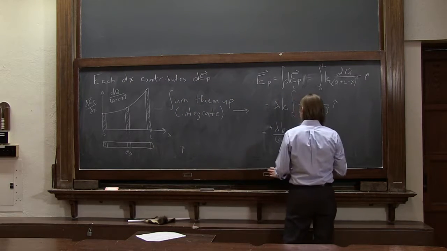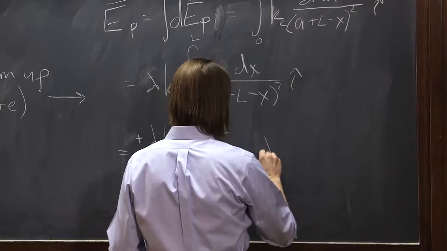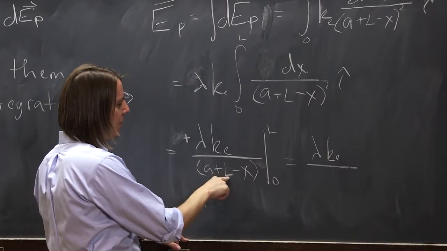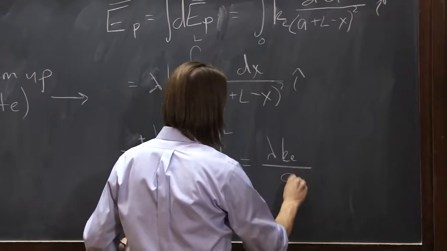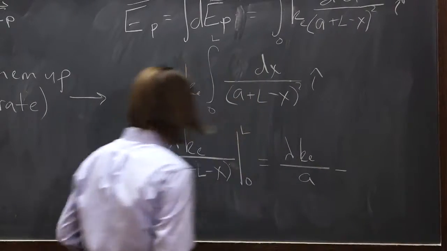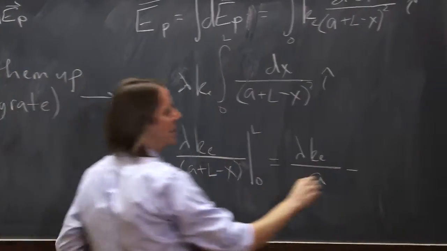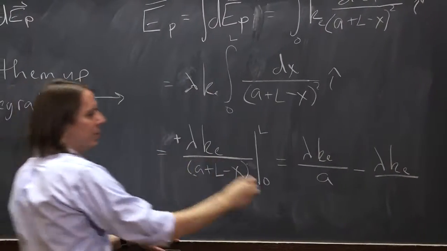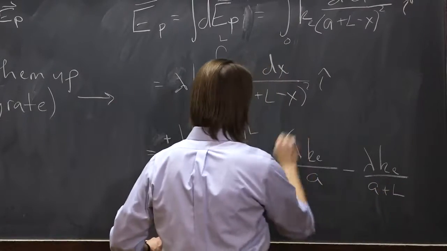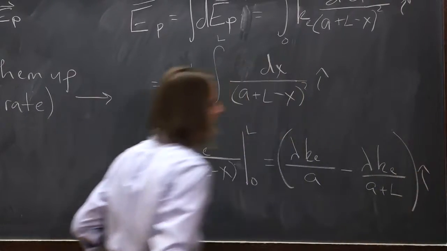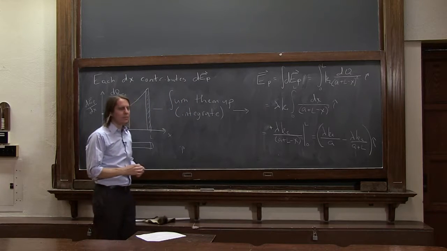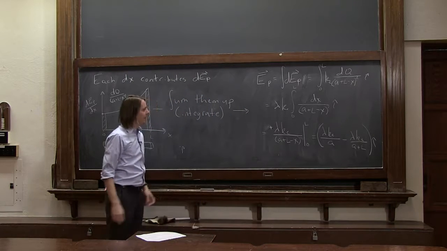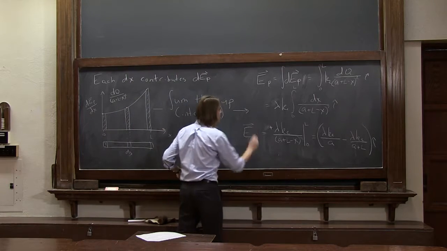So what do we get? We get lambda ke over, if we plug in L, we get a plus L minus L. That's 0. So we get lambda ke over a. And then minus, and then we plug in 0, lambda ke over a plus L. And that whole thing times I hat. In the end, that's the answer. That's pretty much it. We could simplify a little bit. We could pull out lambda ke. But pretty much that's the final answer. So that is the E at point P.